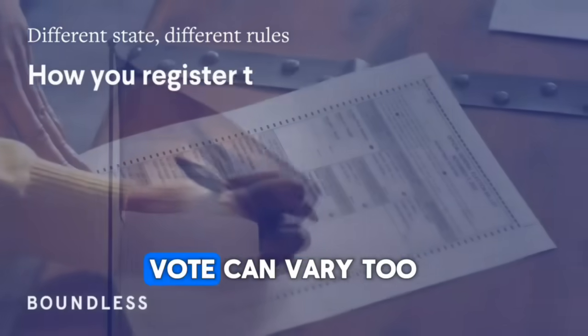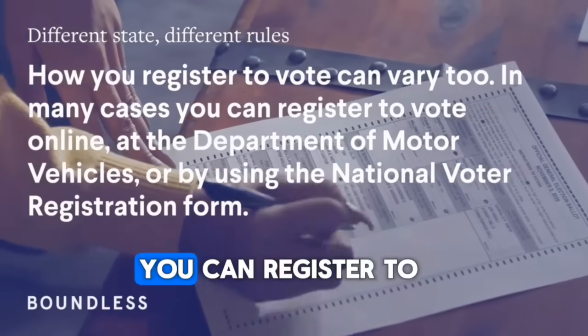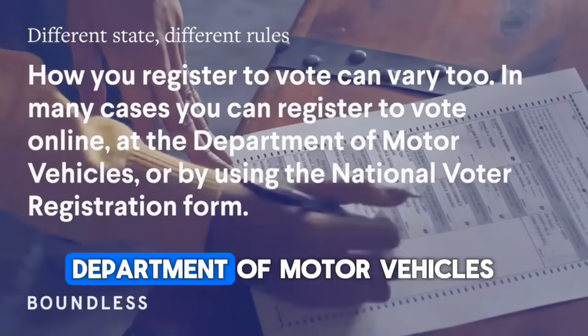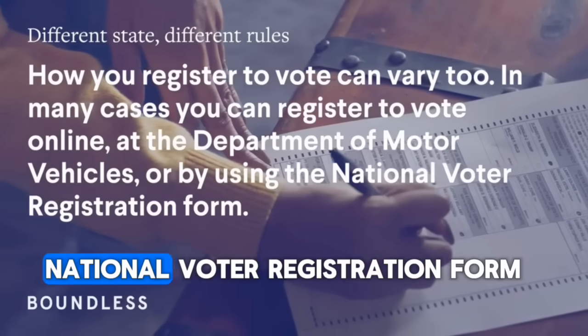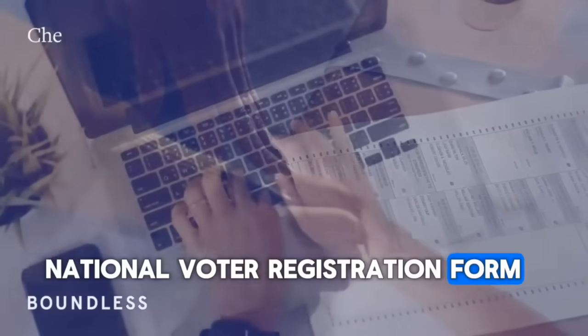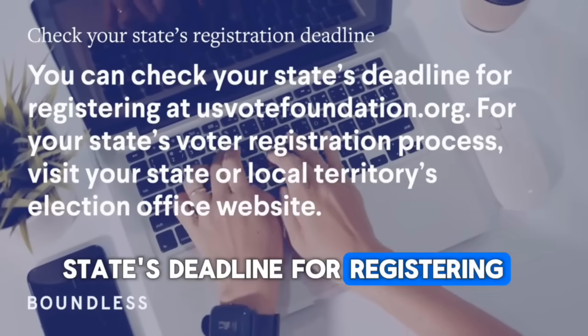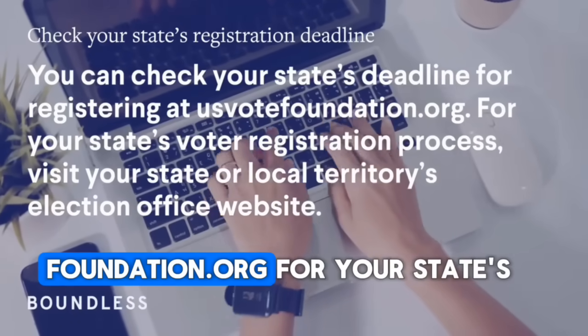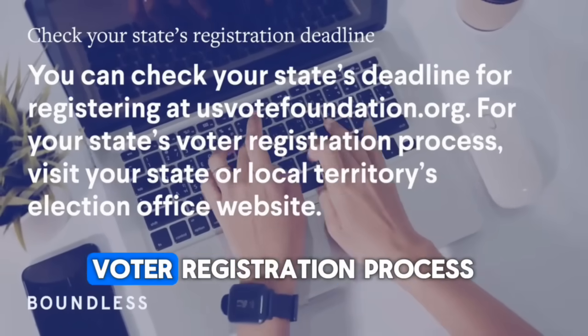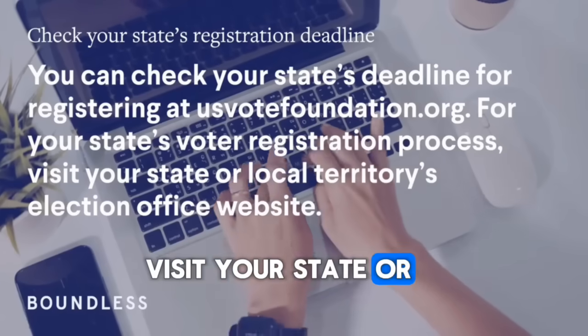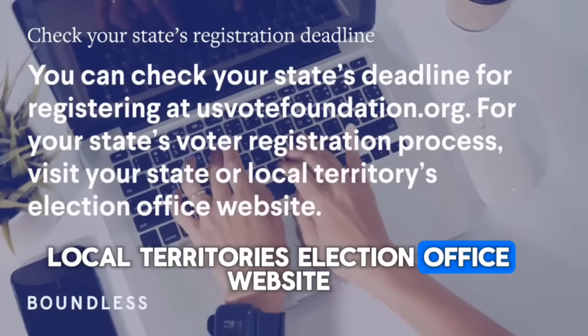How you register to vote can vary too. In many cases, you can register to vote online, at the Department of Motor Vehicles, or by using the National Voter Registration Form. Check your state's registration deadline. You can check your state's deadline for registering at usvotefoundation.org. For your state's voter registration process, visit your state or local territory's election office website.